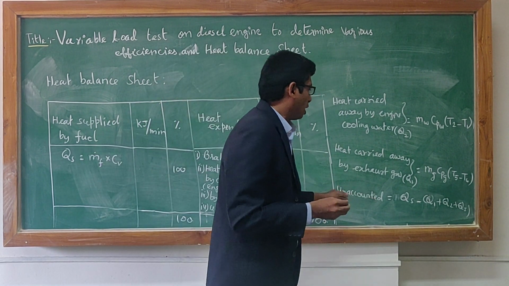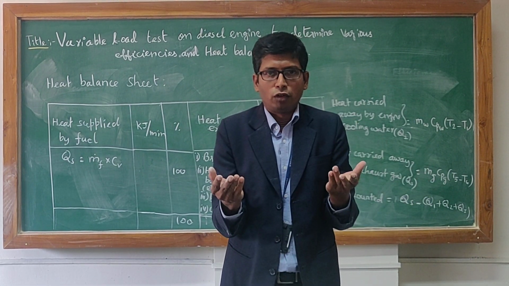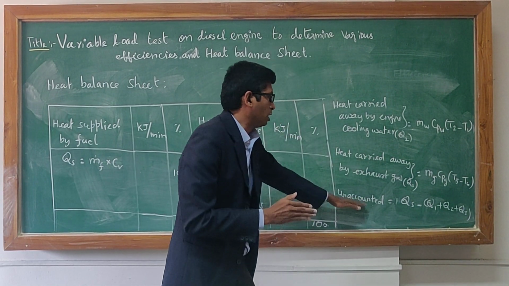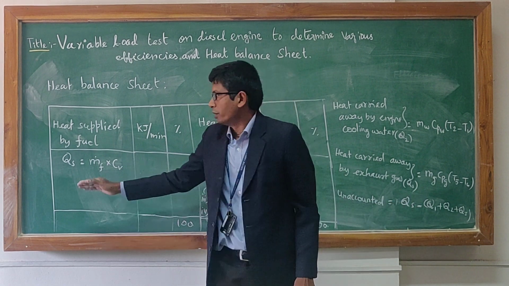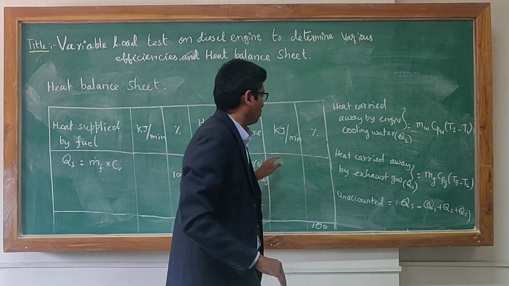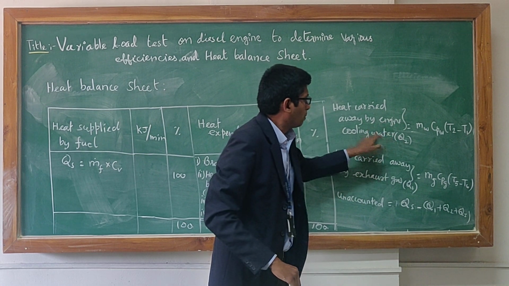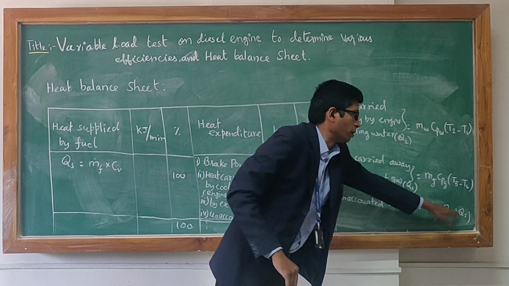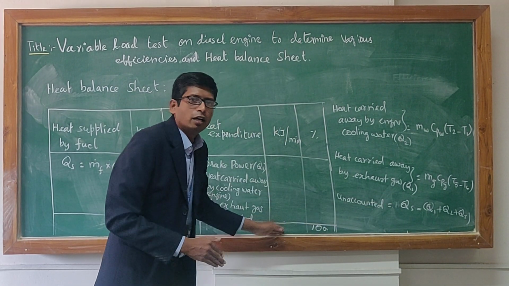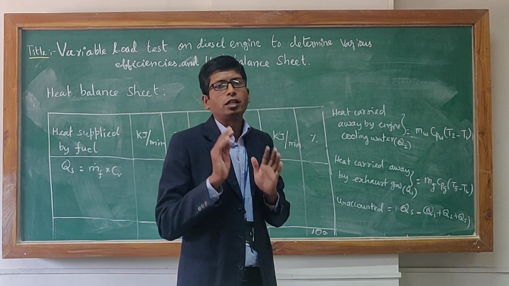The unaccounted loss means the heat transfer to the surroundings and other things, which come under unaccounted heat loss. We will be calculating that using Qs, which is the heat supply minus (Q1 plus Q2 plus Q3), where Q1 is the brake power, Q2 is the heat carried away by the cooling water, and Q3 is the heat carried away by the exhaust gases. We will be equating that. Finally, the percentage summation will be 100%. That is how we are balancing the heat sheet.